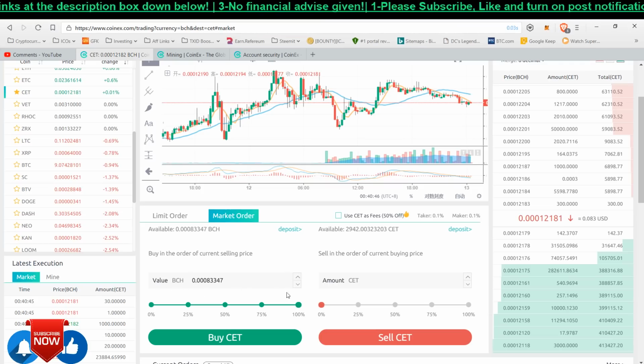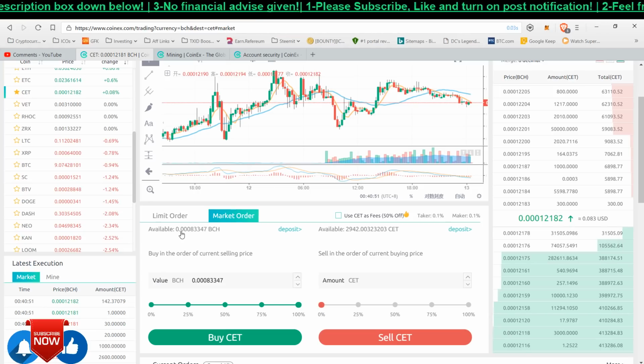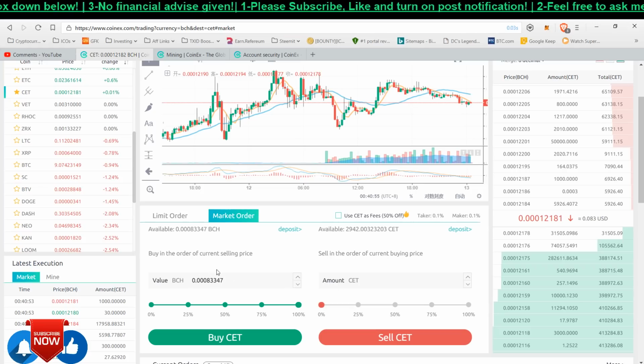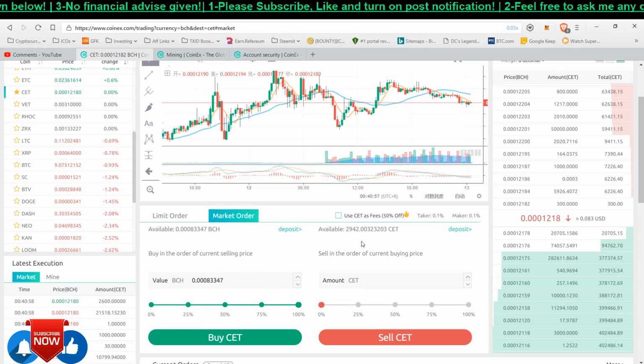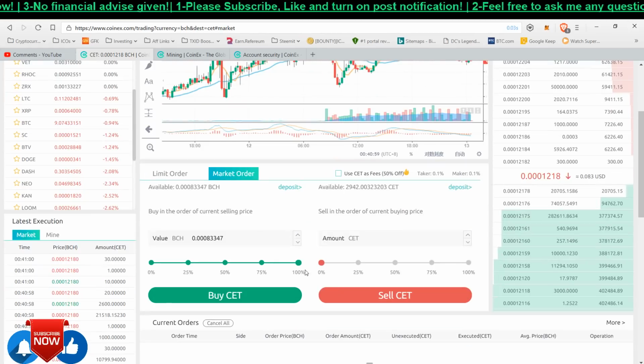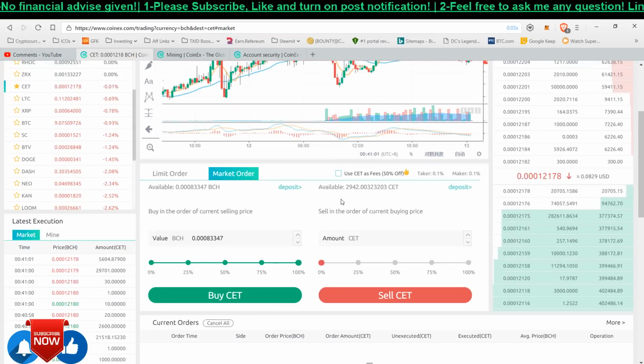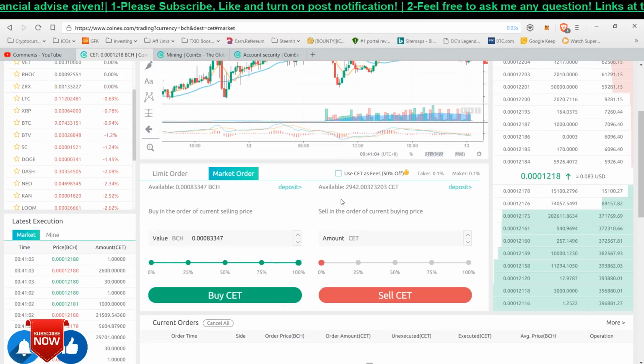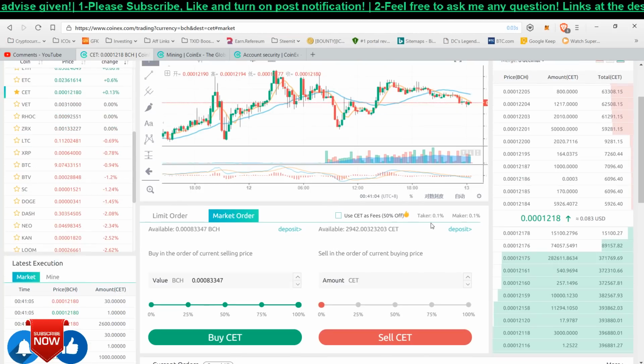So you are going to use whatever you have. You can see here the available funds for me is 0.008 Bitcoin Cash. If you drag it to 100%, it's going to use all the funds that are available for you to use. So you just click on buy and you'll get your order done. They are just going to execute the order and buy it from the lowest tab over here.